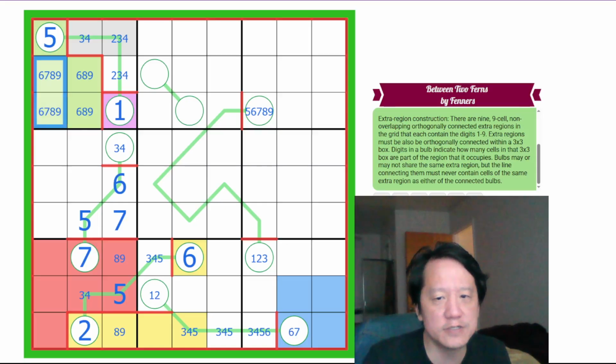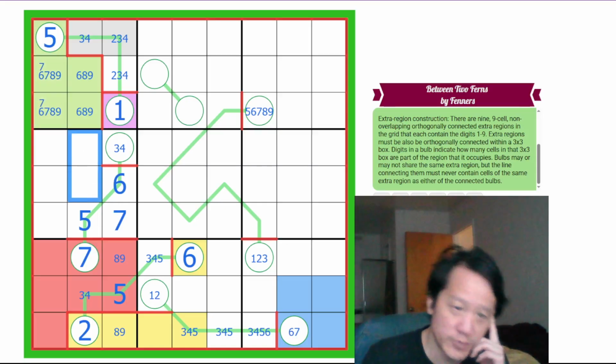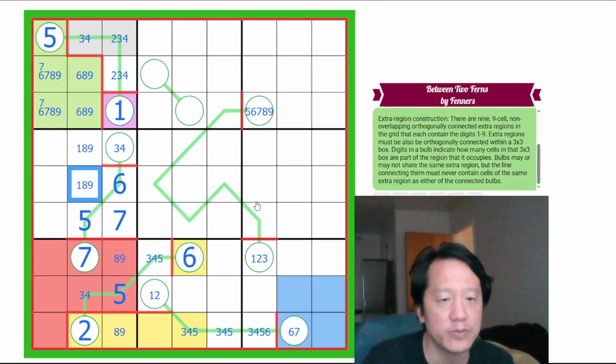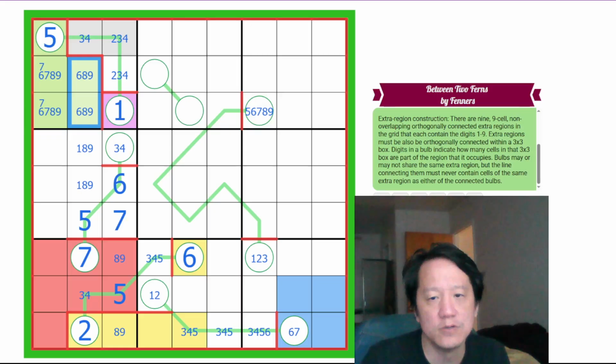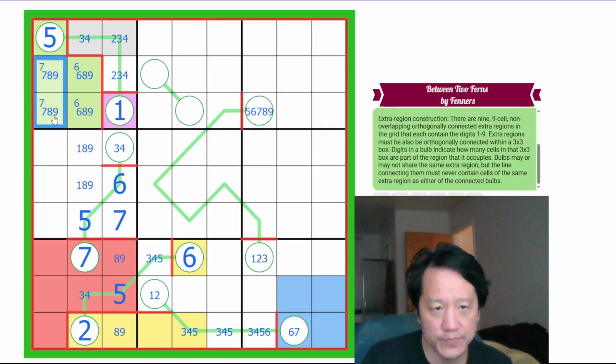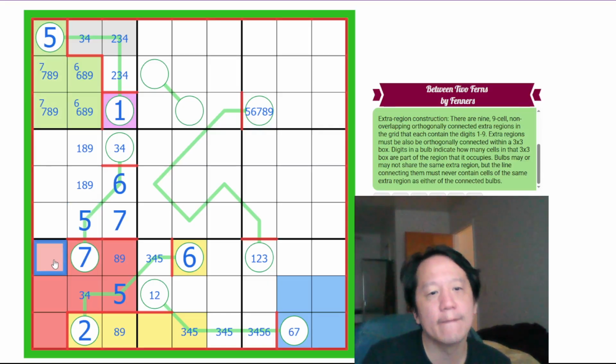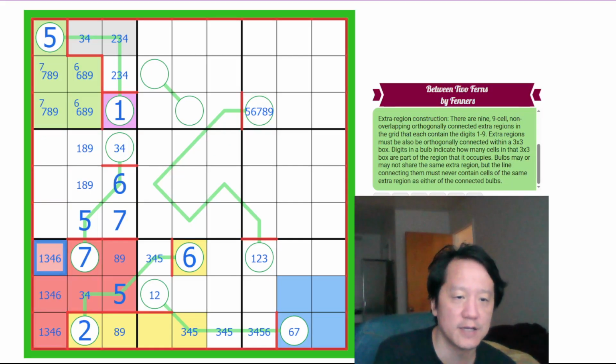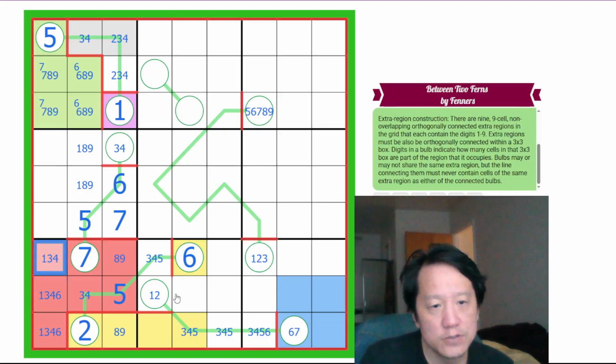So we are guaranteed 7 here. Remaining digits of column 2 then are 1, 6, 8, and 9. And 6 cannot be here because of the 6 in the box. So we're guaranteed a 6 here, which eliminates 6 in the rest of the box. Remaining digits of box 7, we have 1, 3, 4, and 6. 6 cannot be here. So we're missing 2 and 8 and 9.